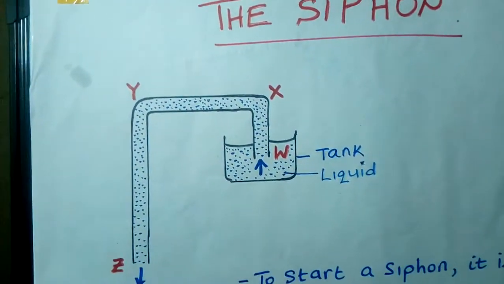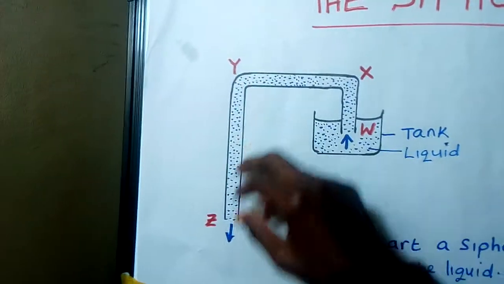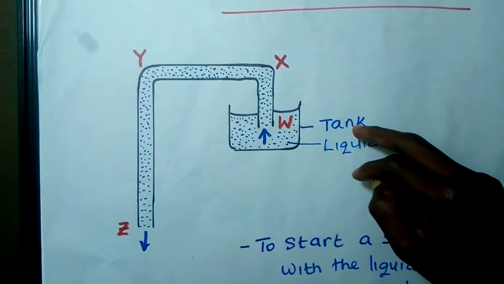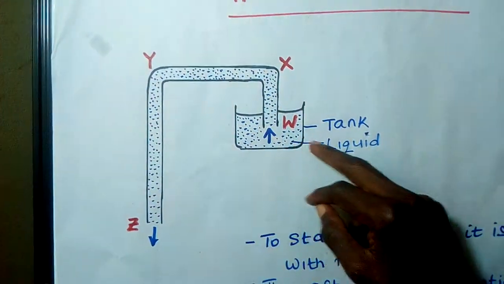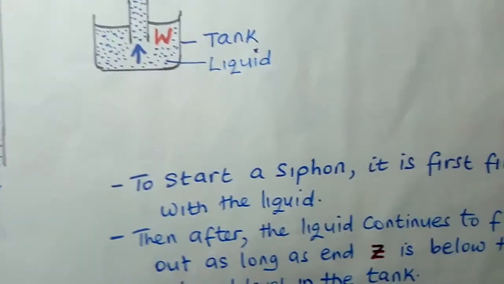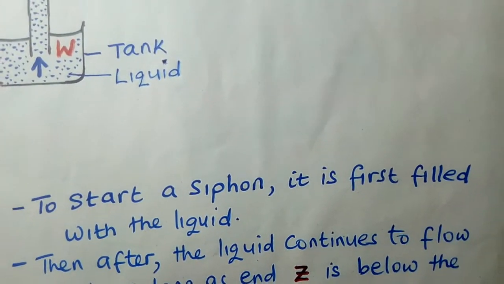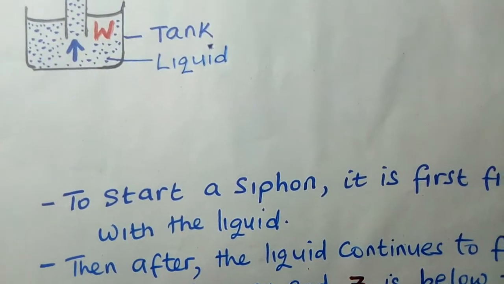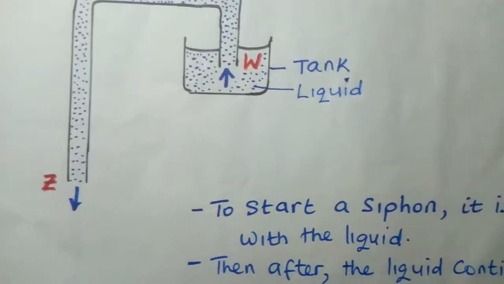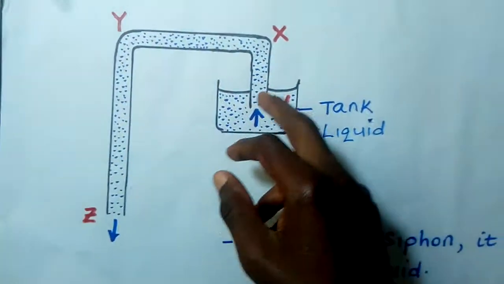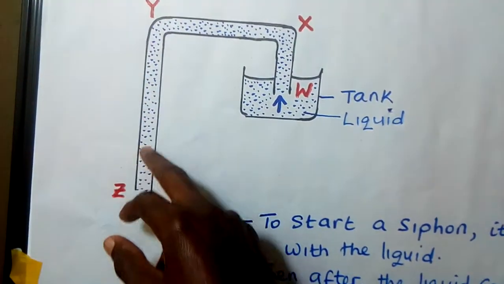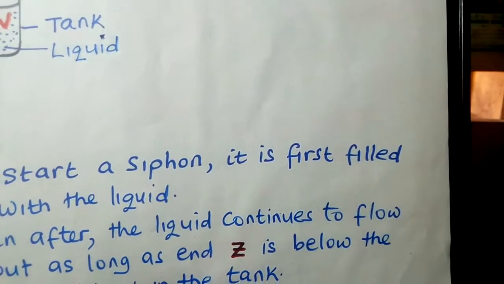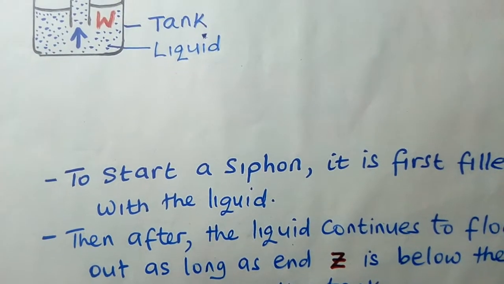So as I already explained, you have the shorter arm, XW or WX. You have the tank, which is containing the liquid. Then this is the liquid. To start a siphon, if you want the siphon to start working, it is first filled with the liquid. So you pull this liquid from here so that the whole siphon is now full of the liquid.